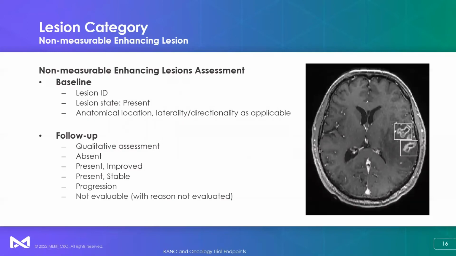For the assessment of the non-measurable enhancing lesions, at the baseline it follows the same rule. We will record the lesion ID with the annotations, lesion state, and also the anatomical location, laterality, and directionality as applicable. Upon follow-up, the same lesion ID should be followed with a qualitative assessment of lesion state, and it can be further delineated in this way, such as absent, present improved, present stable, or unequivocal progression, or any cases not evaluable, with the reason not evaluated recorded.